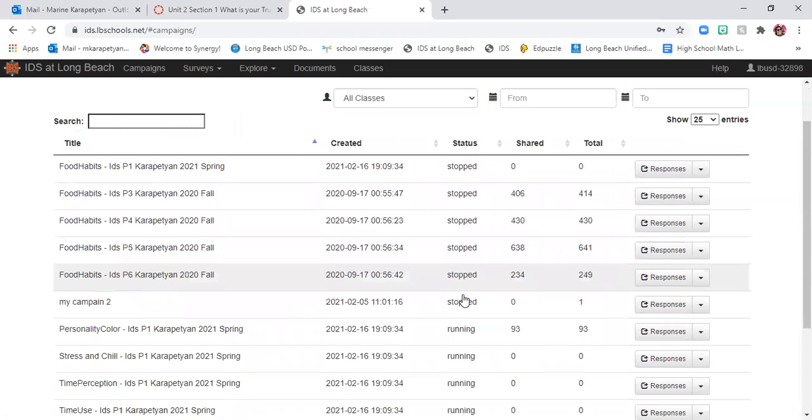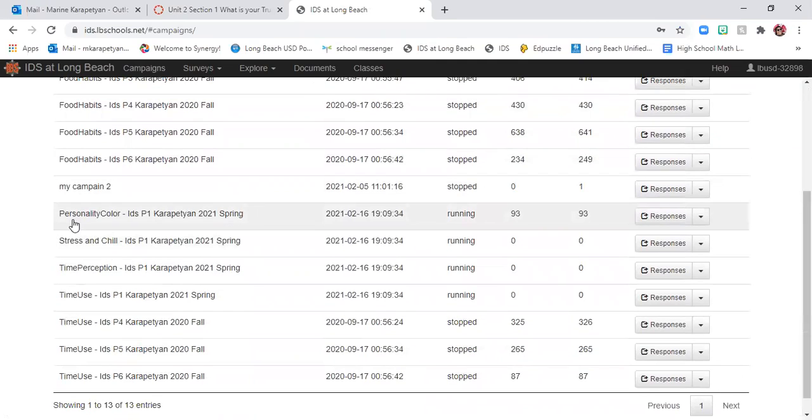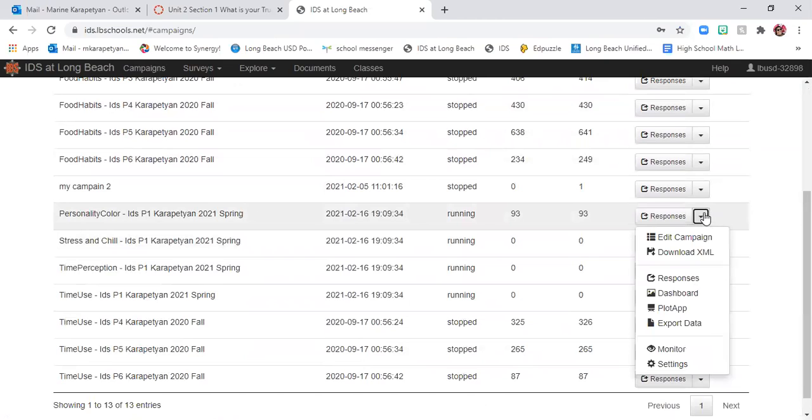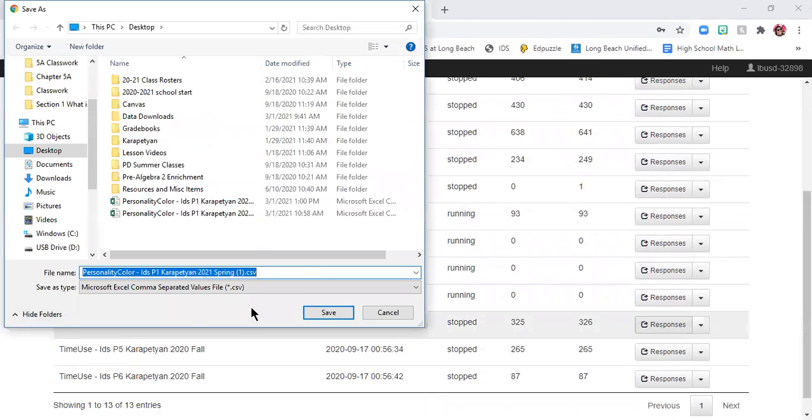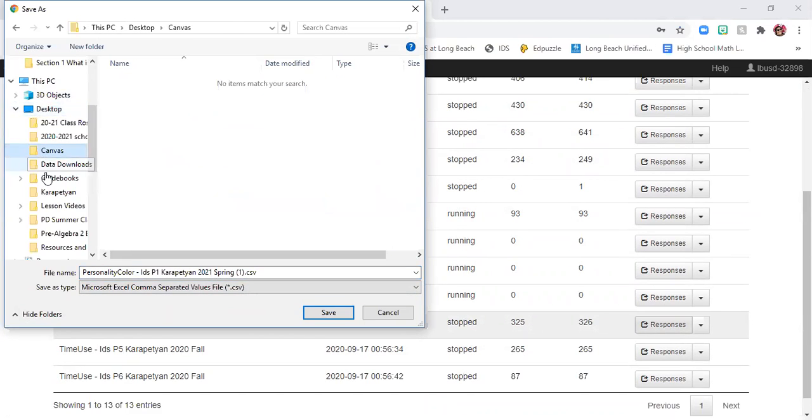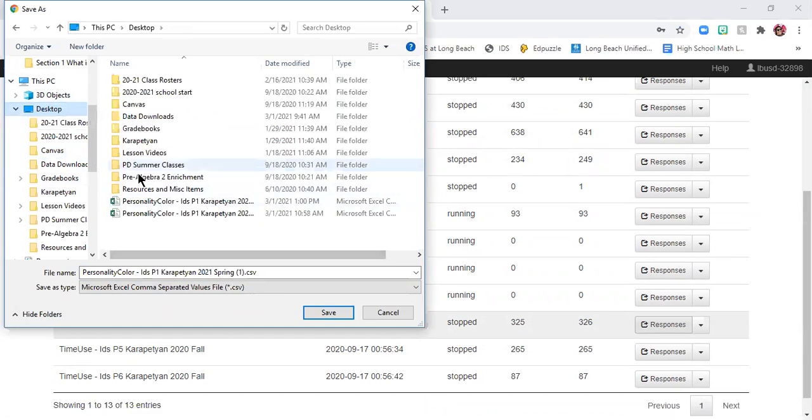We're going to click on campaigns. From campaigns, we're going to find the one that says personality color, IDS period 1, Carpe in 2021 spring. There should be 93 responses here. I'm going to click on the drop-down arrow and click on export data. I will export my data to my desktop, making sure that it's saving as a CSV file. That's what we need. Save that.